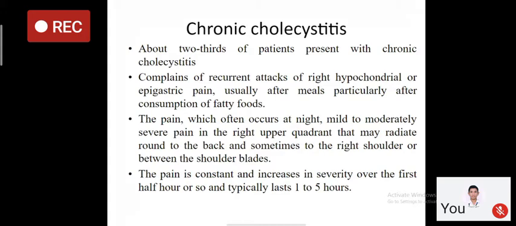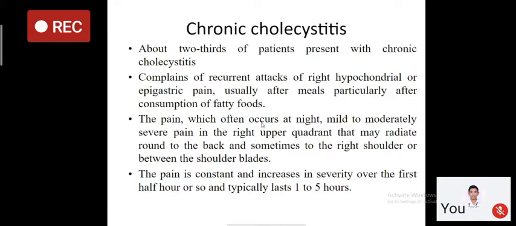So what are the symptoms of chronic cholecystitis? The patient will present to you with complaints of recurrent attacks of right hypochondrial or epigastric pain. And this pain is usually after meals, particularly after consumption of fatty foods. So the patient will come to you with a complaint of pain in the epigastrium or right hypochondrium region. And this pain is usually after a meal, late in the night, and especially when there is consumption of fatty food.